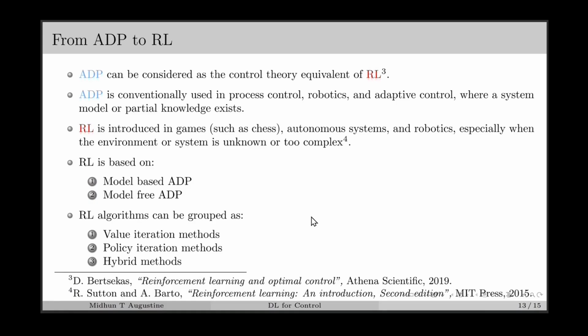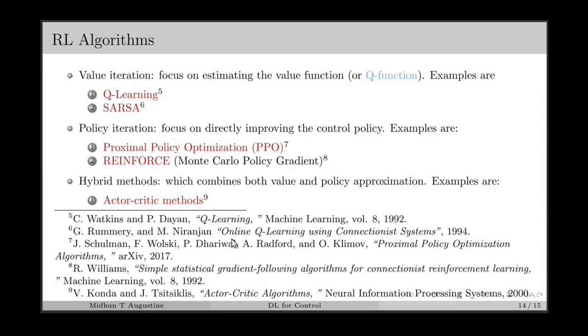Most of the RL algorithms use either model-based ADP or model-free ADP, and they can be grouped as value iteration methods, policy iteration methods, and hybrid methods. Value iteration focuses on estimating the value function, similar to the ADP case. It is used for estimating the cost-to-go function using some neural network algorithms. The examples are Q-learning and SARSA.